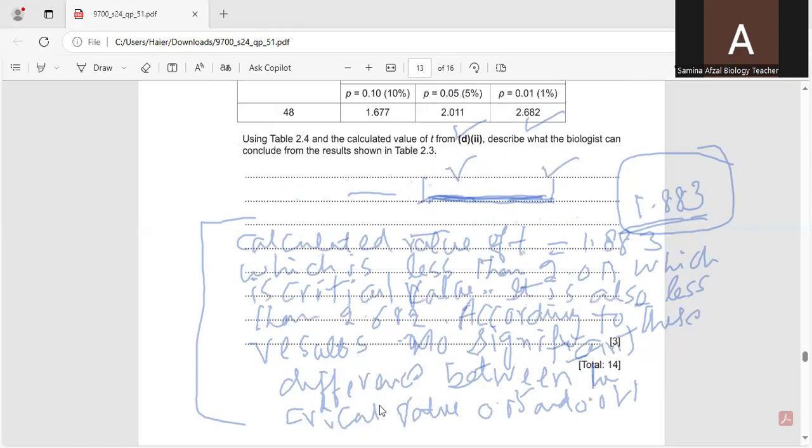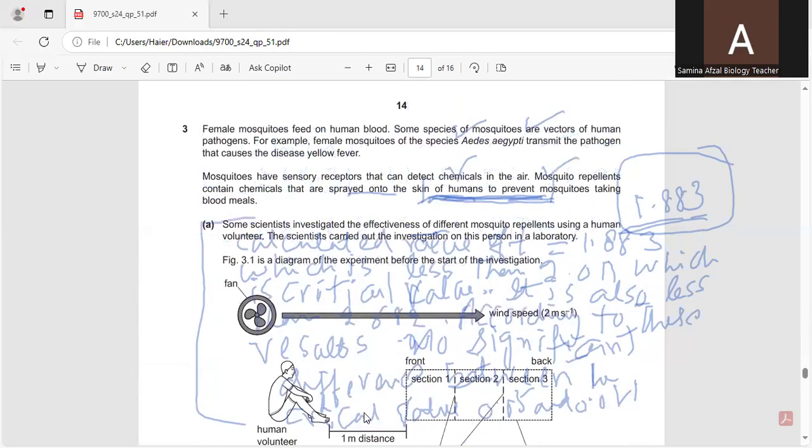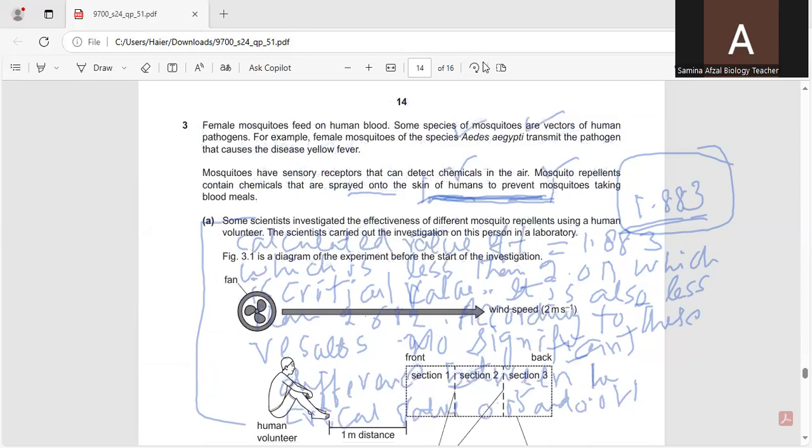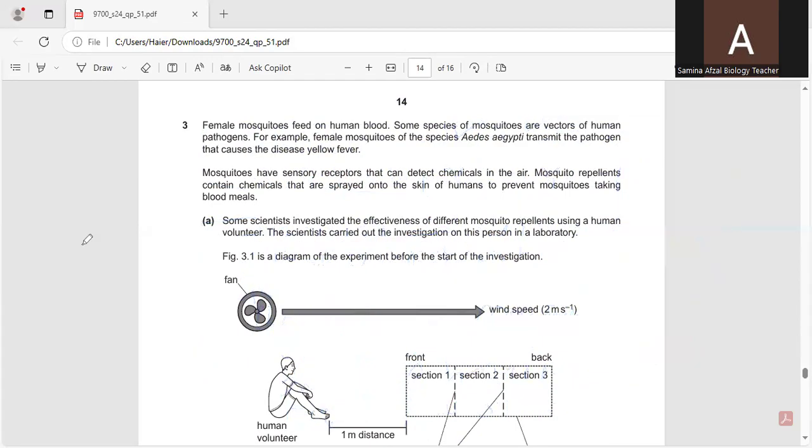It was all about question number 2. We are moving towards question number 3. Female mosquitoes feed on human blood. Some species of mosquitoes are vectors of human pathogens. For example, female mosquitoes of the species Aedes aegypti transmit the pathogen that causes the disease yellow fever.